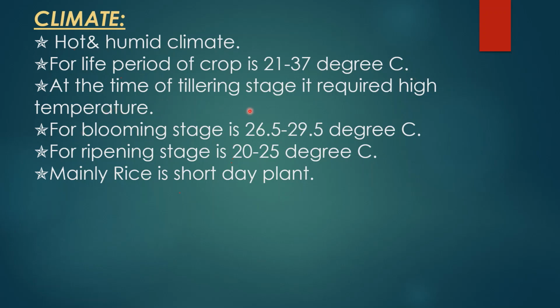At the tillering stage, it requires high temperature. Why? Because for the growth of more tillers, it requires high temperature. For the blooming stage, it requires 26.5 to 29.5 degrees Celsius. For the ripening stage, it requires 20 to 25 degrees Celsius. Mainly, rice is a short day plant.